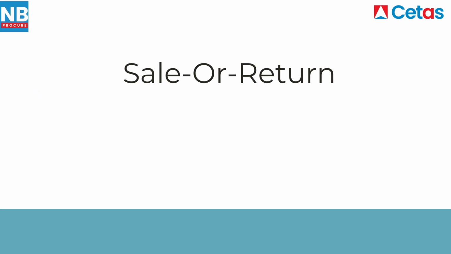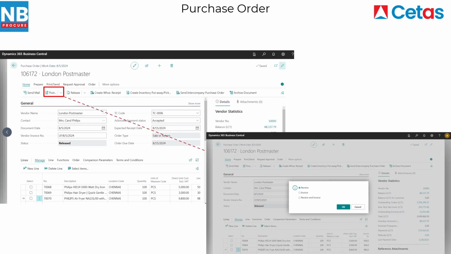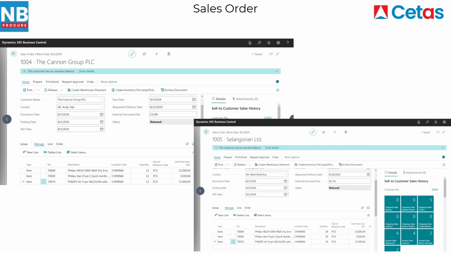Let's now look at the sale or return. Again, I am showing you a sample of a purchase order screen where the document type is now shown as sale or return, and the screenshot below talks about the GRN stage where you have the typical choice of receive, invoice, and receive and invoice as well. The sales happen normally against the order which you have received.